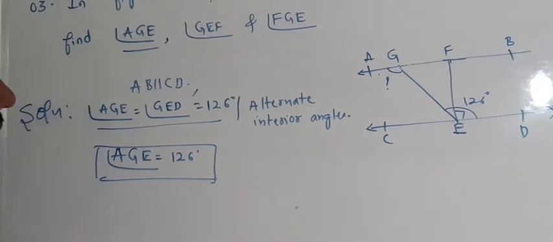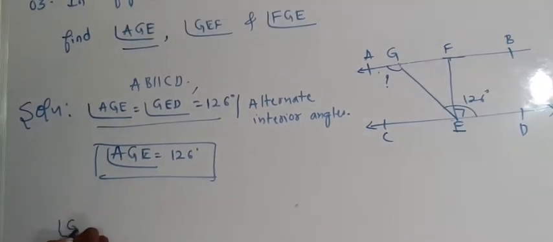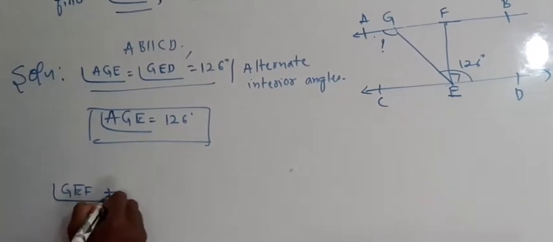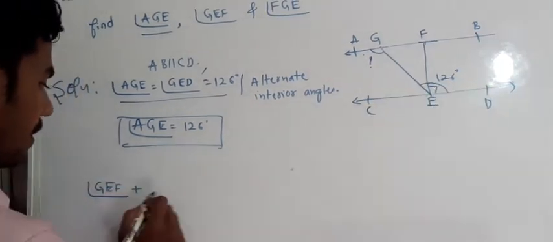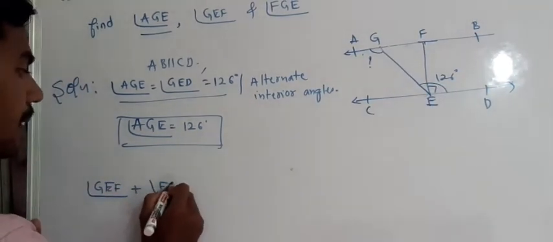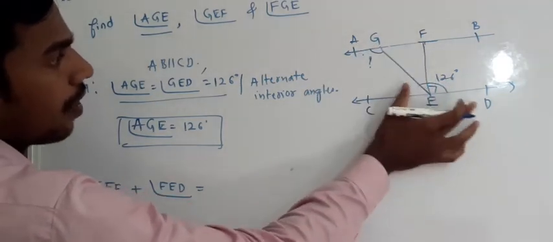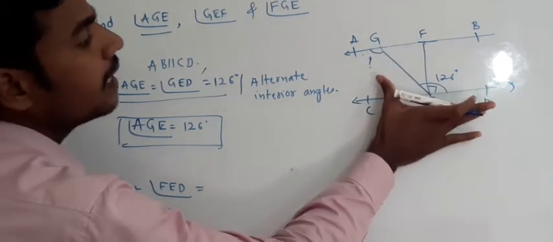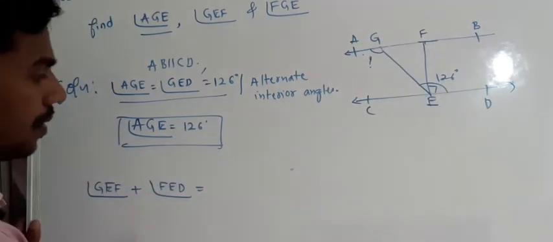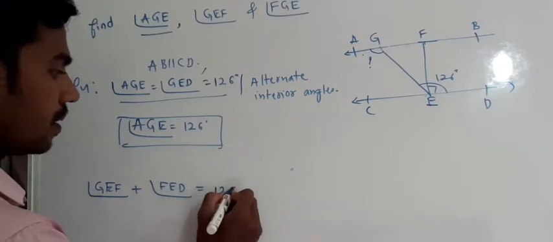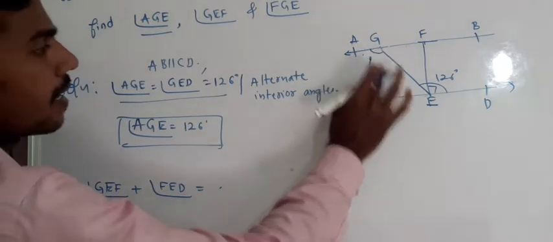We know that angle GEF plus angle FED, how much is it? Angle GED can be written as angle GEF plus angle FED, which is equal to 126, because angle GED is 126 degree.